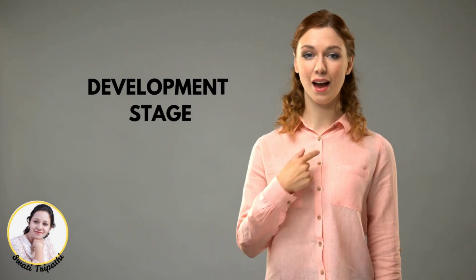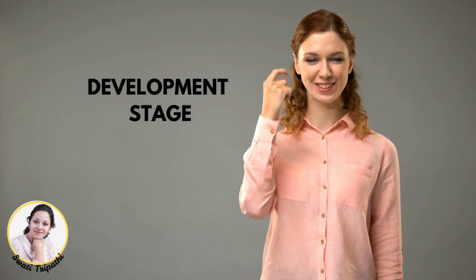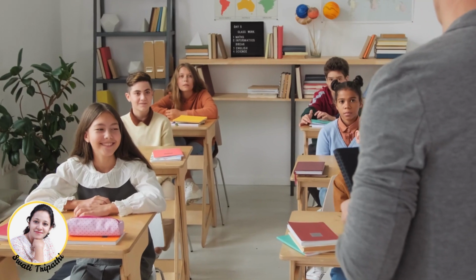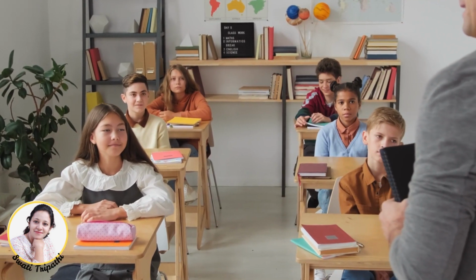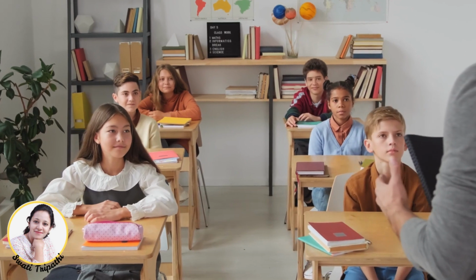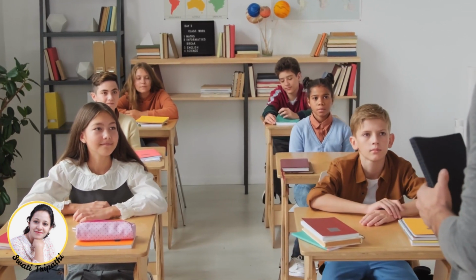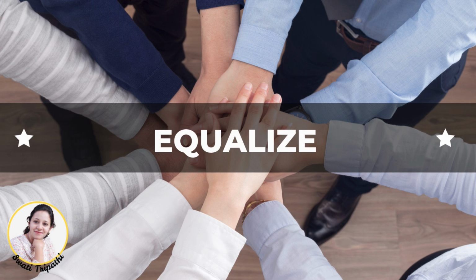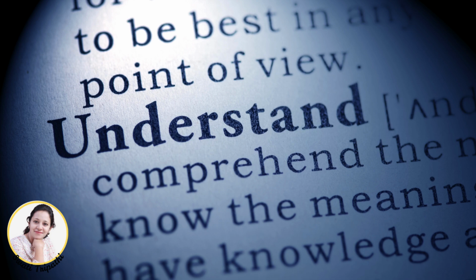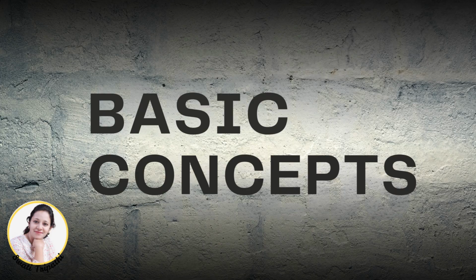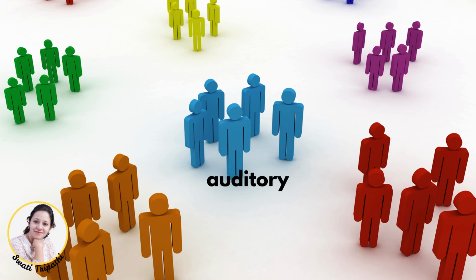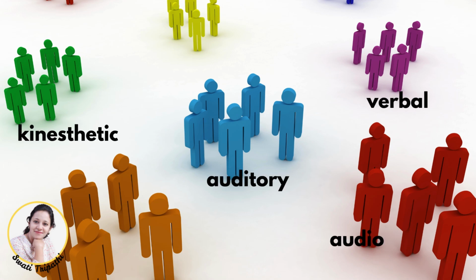So we need to understand their development stage, and it could be different in one class also. Suppose you have 50 students in your class, they can belong to different development stages. We need to equalize the development stage, at least to a certain level, so that every child can understand the basic concept you are sharing. After that, we will go with the individual differences like auditory, kinesthetic, verbal, visual. And based on their category, we need to cater the education to them.